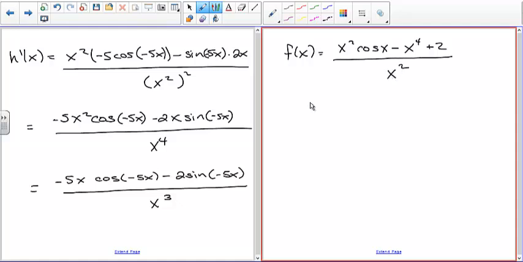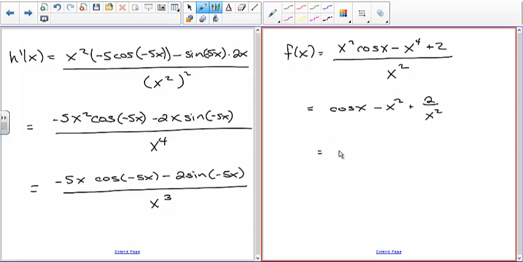So what you're trying to do here is, if you can divide each one of these terms by x squared, I can end up with 3 individual terms that are easier to take the derivative of than using the quotient rule. So x squared cosine of x divided by x squared is cosine of x. X to the 4th divided by x squared is x squared. And 2 divided by x squared is 2 divided by x squared.